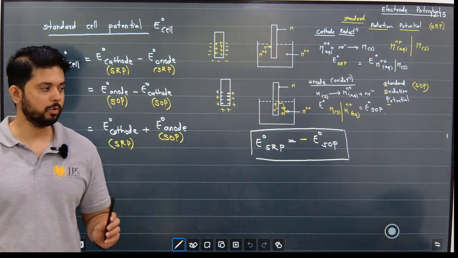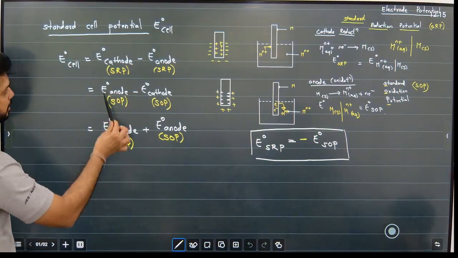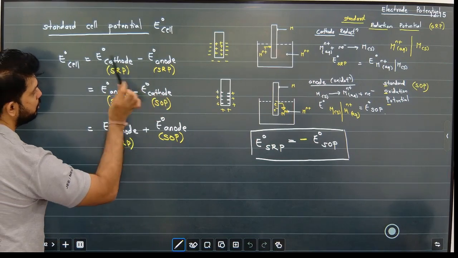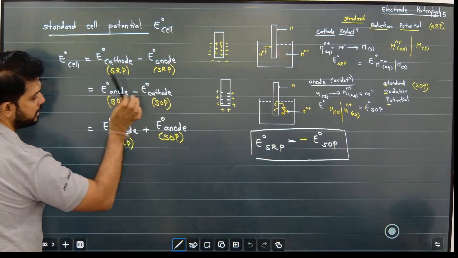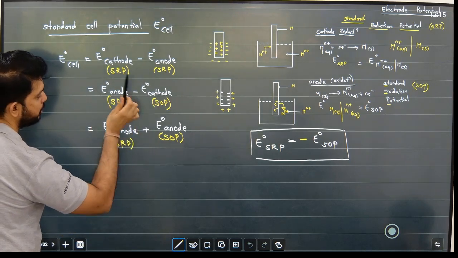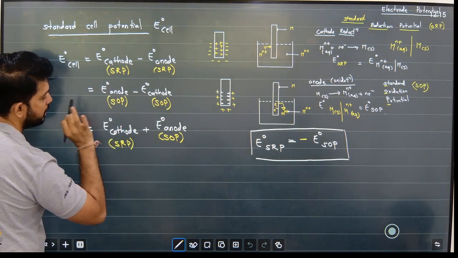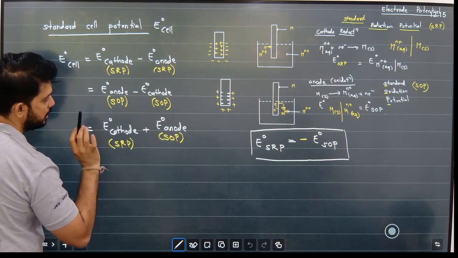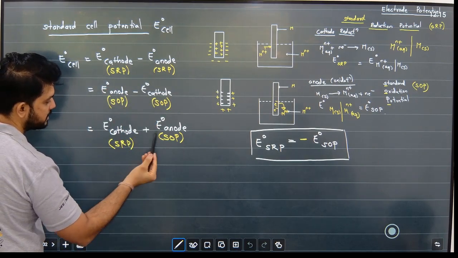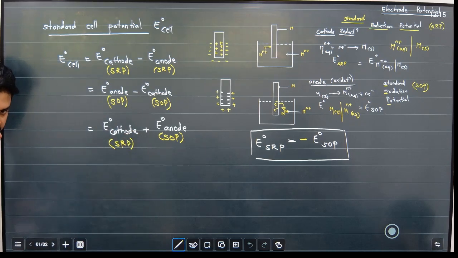Coming back. So these are the three formulas, people. E naught cathode, E naught anode. If I have both the SRP values, अगर दोनों SOP है तो formula will change to E naught SOP of anode minus E naught SOP of cathode, and if one SRP and one SOP given, then the mixed formula applies.